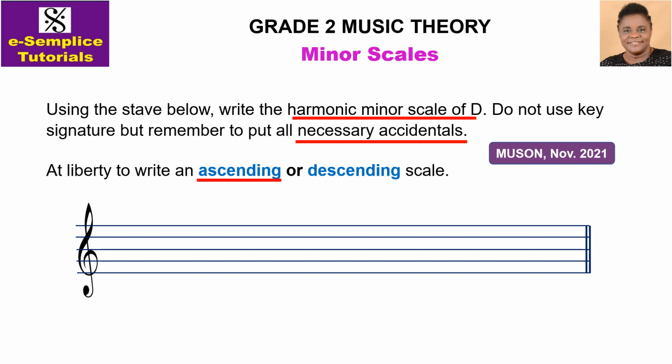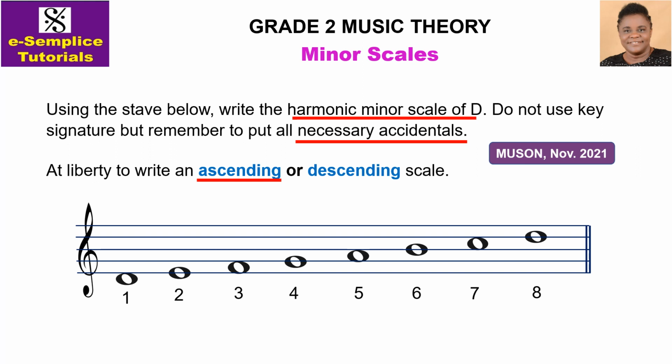Because I'm writing an ascending scale, my scale is going to go from 1 to 8. And it is a D minor harmonic scale. That means my first note will be on D. And from there I proceed to the second degree, third degree, fourth degree, fifth degree, sixth degree, seventh degree, and then the 8th degree. Next thing you do is add the key signature accidental of D minor.